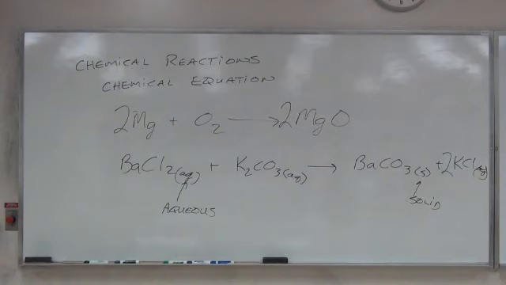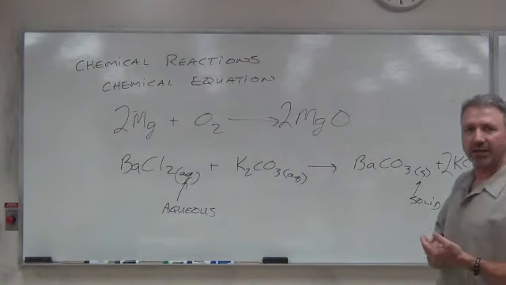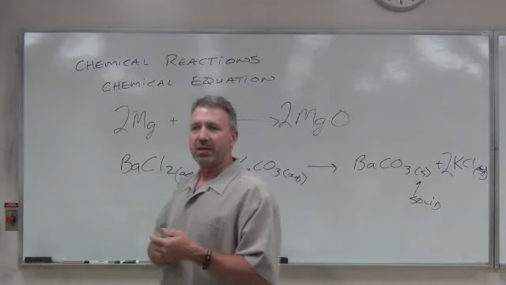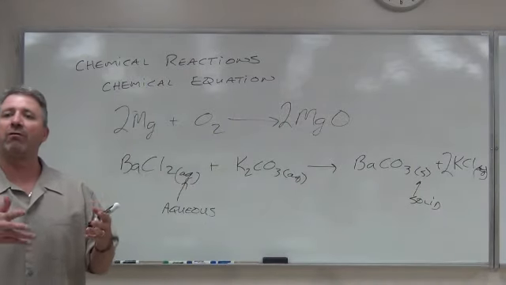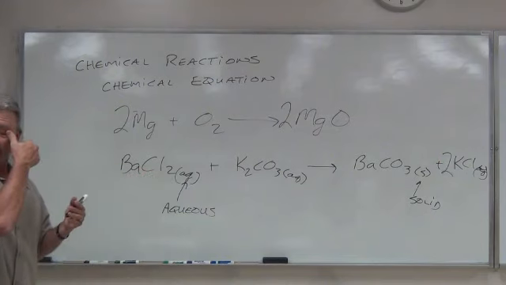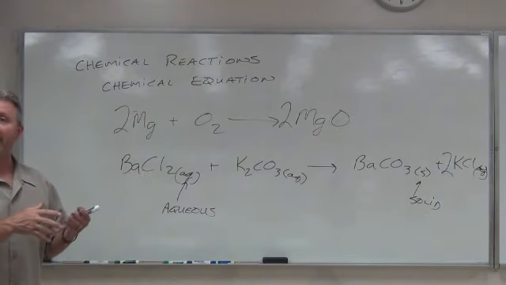Okay, balancing chemical equations takes practice, practice, practice. It's trial and error. You're going to make some mistakes. You're going to get frustrated. If you get frustrated, just erase all your coefficients. Start over from the first element. Go back. They will balance.